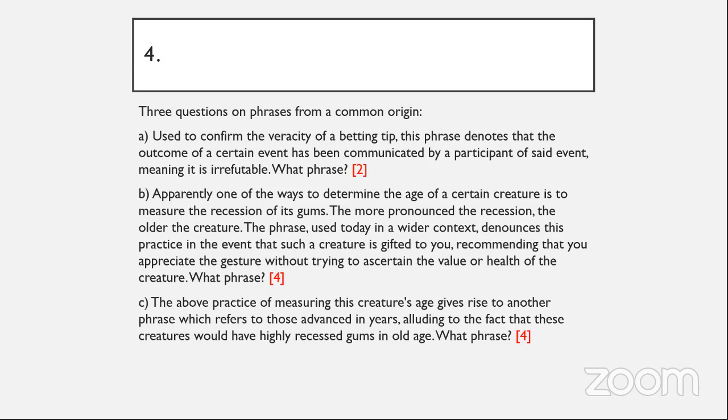And the third one, the above practice of measuring this creature's age gives rise to another phrase which refers to those advanced in years, alluding to the fact that these creatures would have highly recessed gums in old age. So what phrase comes from this idea? So looking for 3 phrases, all from a related or common origin.